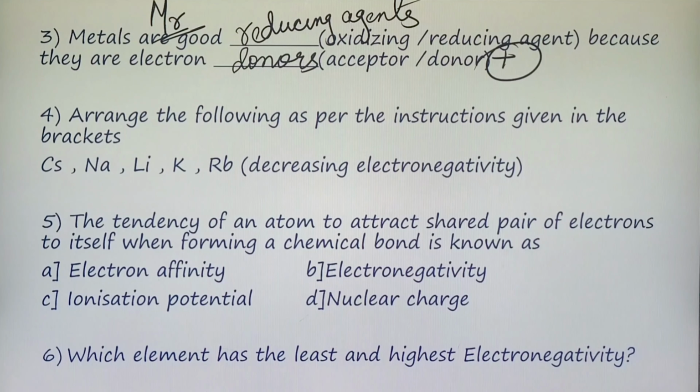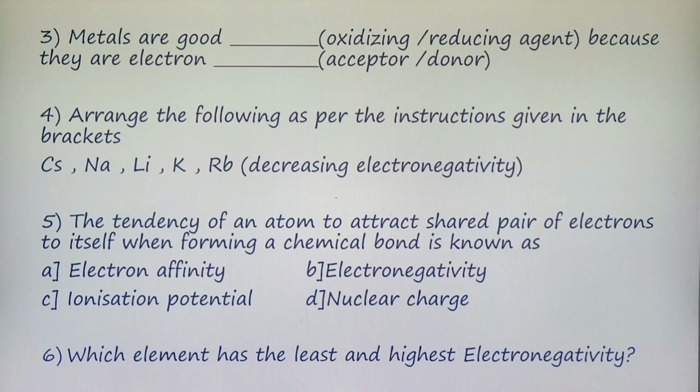Clear? Next one. Arrange the elements as per the instructions given in the bracket. Now children, whenever you get a question like this, remember, never use these signs. Do not use these signs. Am I clear? You always have to separate them with a comma. There are some elements given: cesium, sodium, lithium, potassium, rubidium. Now, if you know, these are lithium, sodium, potassium, rubidium and cesium. This is nothing but down the group elements. Yes or no? They are in a group. All are metals and they fall in a group.